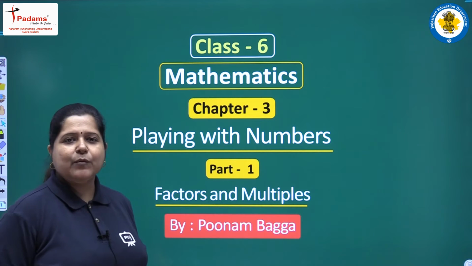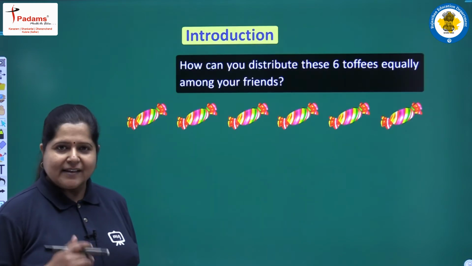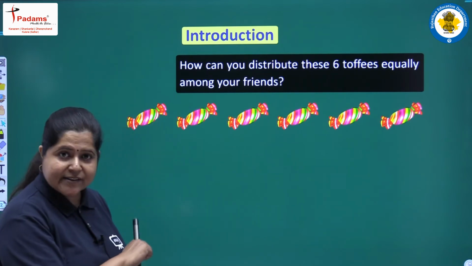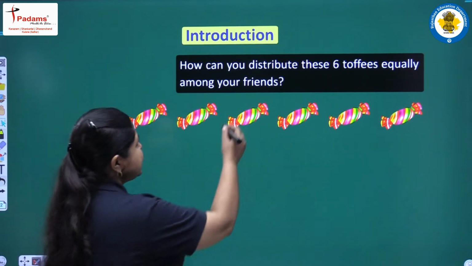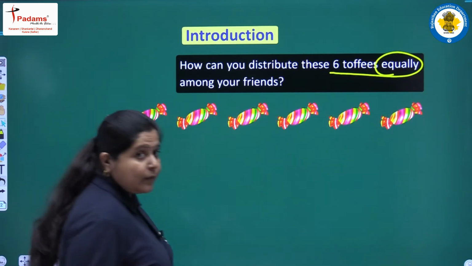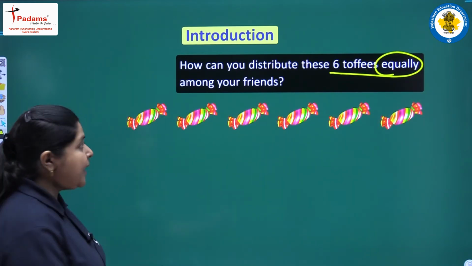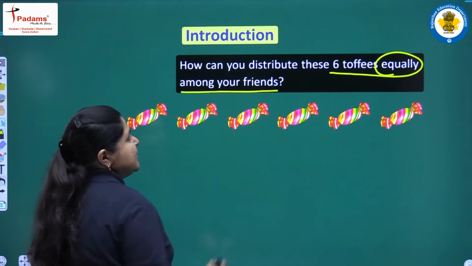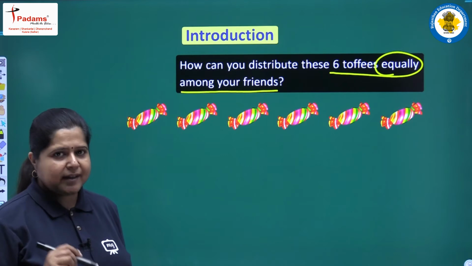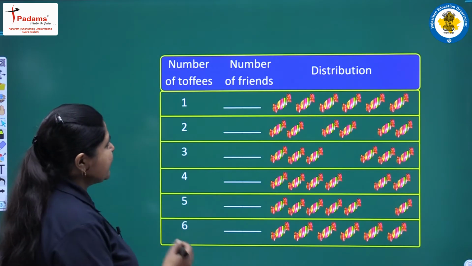So we begin our game with some toffees in our hand. Now how can you distribute these toffees? We are having these 6 toffees with us. How can you distribute these 6 toffees equally? Remember, we have to distribute equally among our friends. So just think about the possible outcomes. How can you distribute?